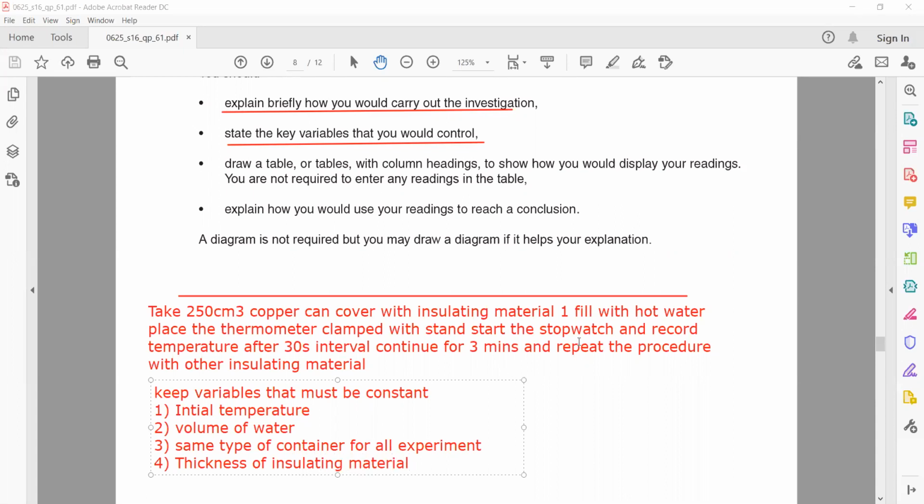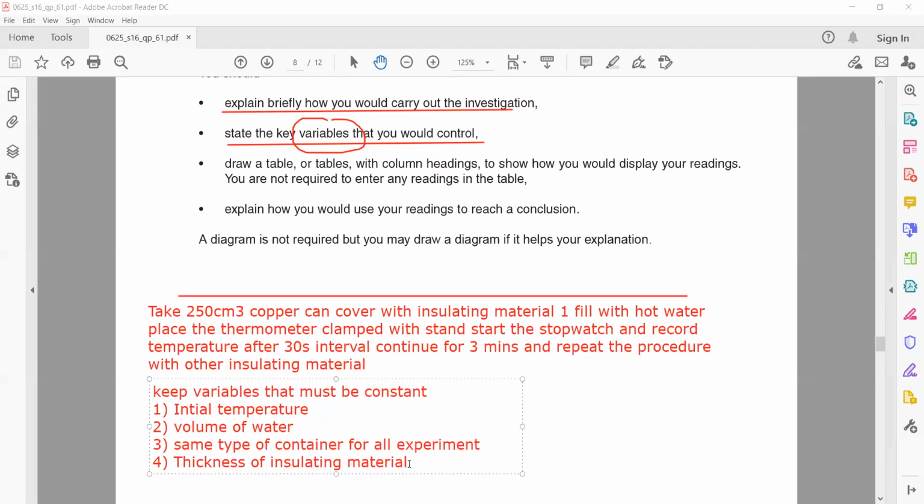Minimum, at least you should write two because it says variables, so it is plural. Minimum it should be two. More than two you can also write. As you mentioned, the time interval for the experiment.